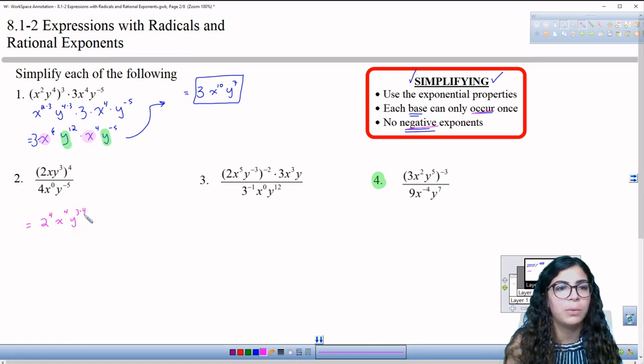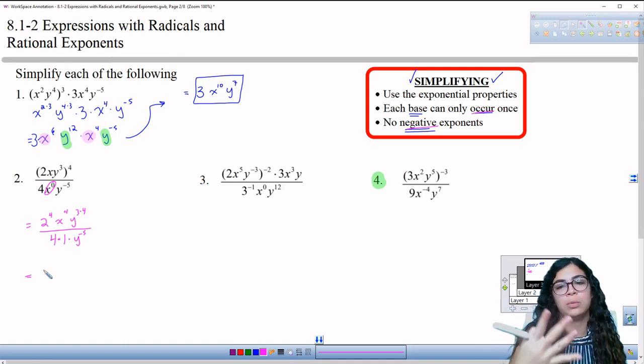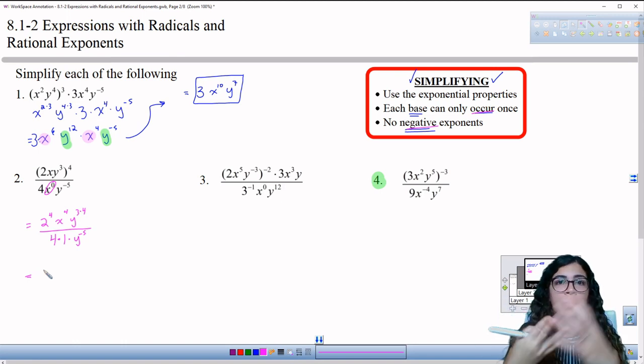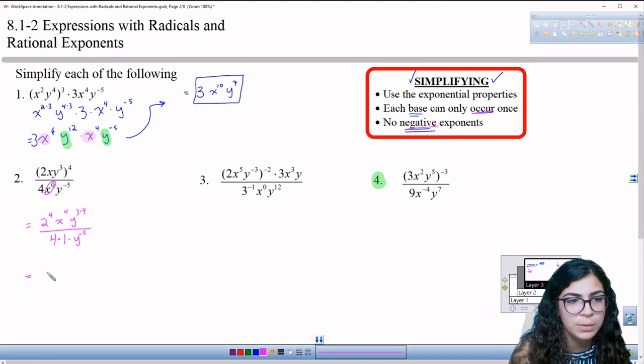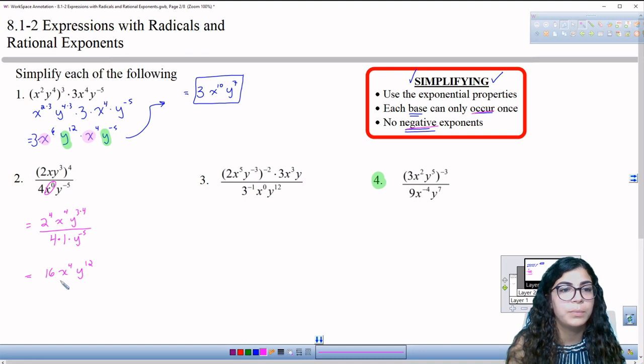y to the power of 3 times 4. And then in the denominator, we have 4 times x to the power of 0. I'll actually just simplify that right now. Anything to the power of 0 is 1. And then y to the power of -5. Okay. Now 2 to the power of 4 is 2 times 2 times 2 times 2. 2 times 2 is 4, 2 times 2 is 4, 4 times 4 is 16. Or you could use a calculator, of course, but that was easy to do. And then x to the power of 4, y to the power of 3 times 4 is 12. And then in the denominator, 4 times 1, of course, is 4, and then y to the power of -5.